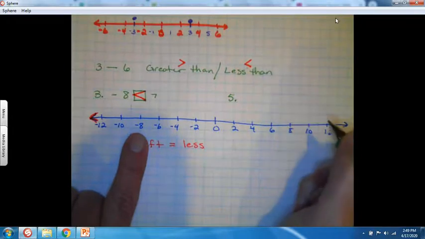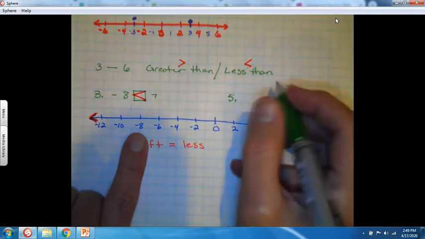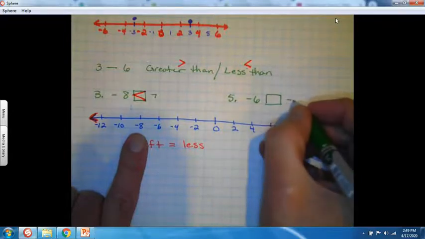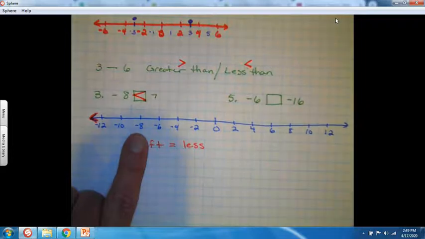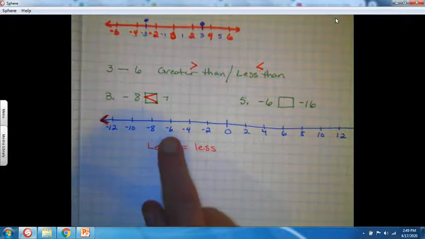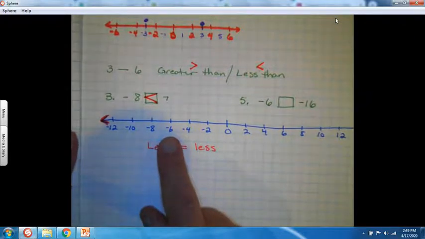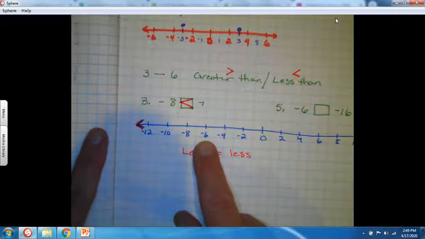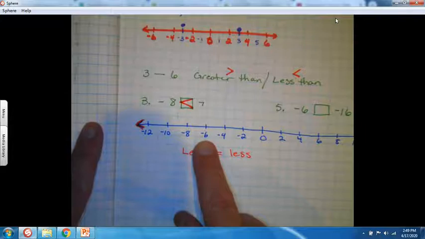Now number 5 says -6 is what to -16. Okay, well, where's -6? Well, right here. Where's -16? Well, I didn't draw it far enough, but it's over here somewhere, right? So which one's left? Which one's less? This is my left hand, so this is my least number, my less number, my -16, right? It's over here somewhere. I didn't finish drawing my number line, but I could.